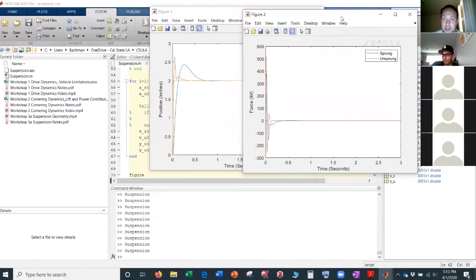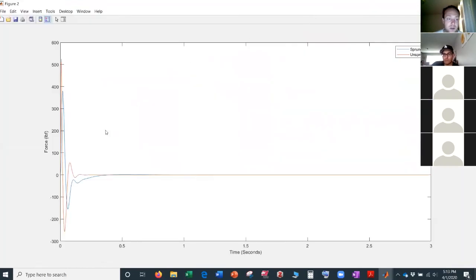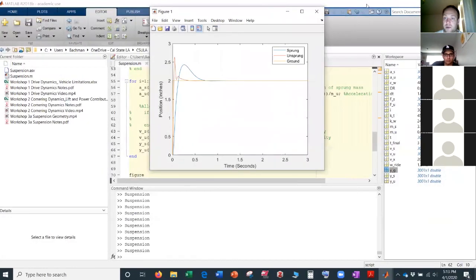But this is good, right? I mean, you can see what hitting a 2-inch bump will do to your car. So here it kind of rings. I think we're still at this low damping ratio, 0.82. Oh, that was the force. So yeah, it comes up and comes back down.